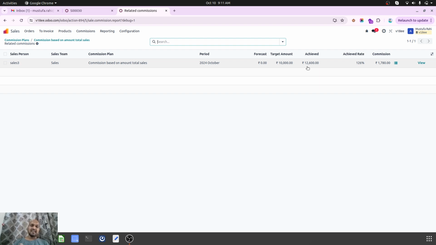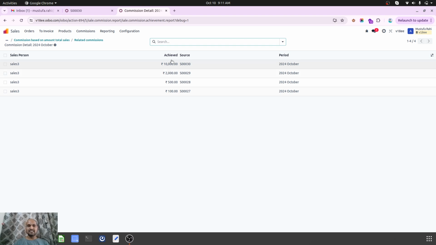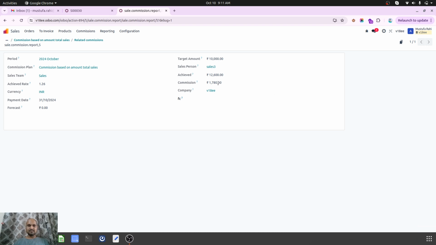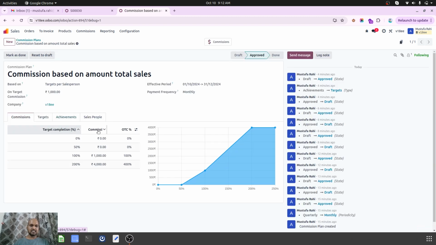When I hit the achievement of 10,000, the system starts calculating the commission over here. But this is all the achievement rate which is there. You can see, cumulatively I have achieved 12,600, and then the achievement rate goes to 126%. After that I am eligible to get 1,780 rupees of commission. So let's see how the system has calculated this based on total sales amount.